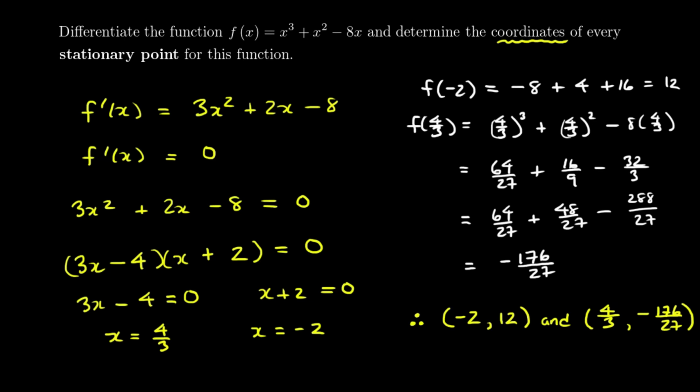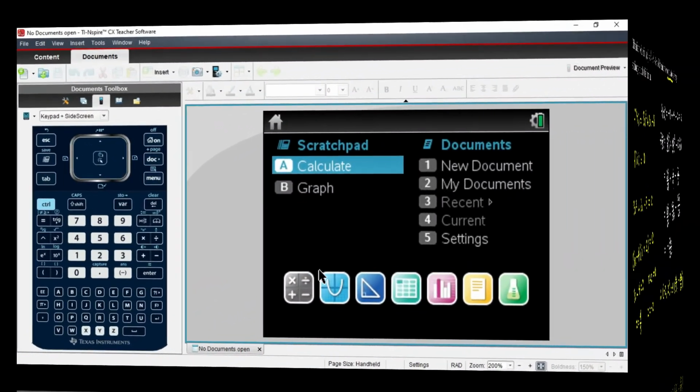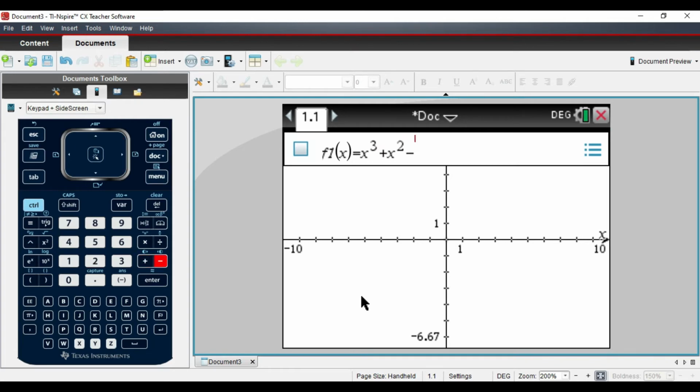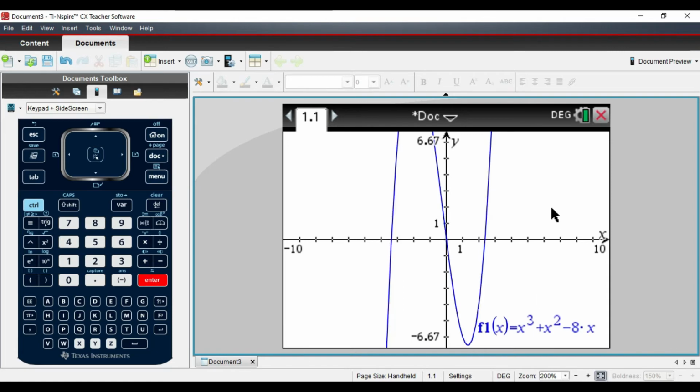So let's actually have a quick look at our TI Inspire and just confirm those 2 points, stationary points, and also make sure you understand what a stationary point is. So we should see a flat horizontal tangent slope at those 2 sets of coordinates. And I guess we can also double check my arithmetic there at negative 176 over 27, that y value. Okay, so here we are in the TI Inspire. Let's load the graphing app and we'll have a look at what this cubic polynomial looks like. So what was it? X cubed plus x squared minus 8x. And that's what it looks like.